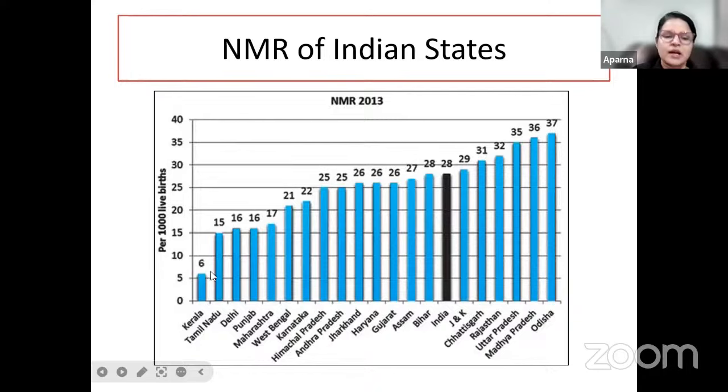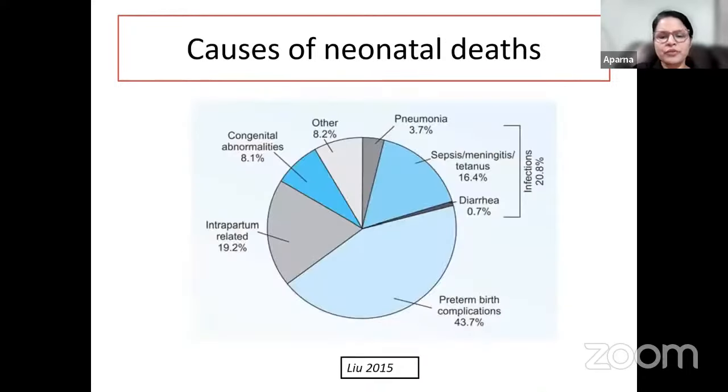Kerala's NMR is 6, and this has perhaps slightly dropped further to around 5, and this remains the lowest NMR across the country. And the state with the maximum NMR is Odisha, which has 37 per thousand. This is as of 2013. I would request all of you to kindly look into the latest data from NFHS 5 as well. Now, the common causes of neonatal deaths are prematurity, which is the contributor for the maximum newborn mortality, followed by sepsis, which cumulatively accounts for 21% deaths, and asphyxia, which is also called intrapartum related deaths, which is 19.2%.